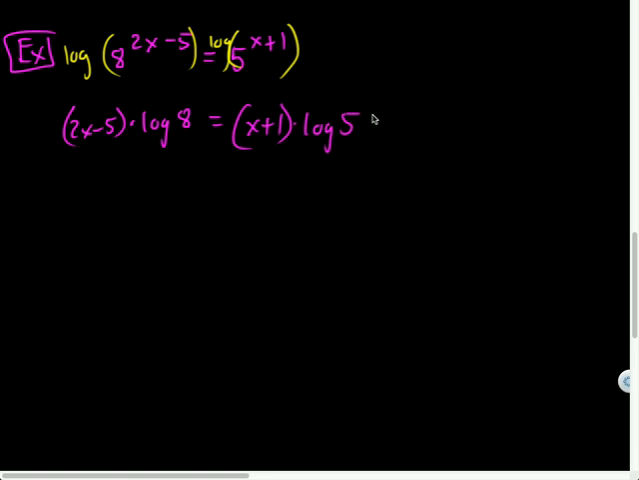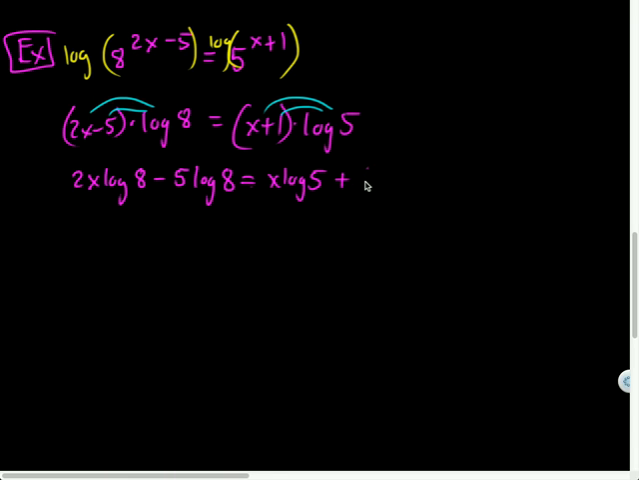And notice those parentheses that I was oh so careful about, because the entire 2x minus 5 is being multiplied by log 8. So that means I'd have to distribute in order to properly take care of it. So distribute, distribute, distribute, distribute. Lots of logs, and I'll have 2x log 8 minus 5 log 8 equals, let's see, x log 5 plus 1 log 5, or just log 5.